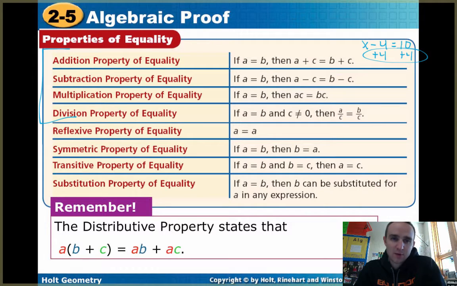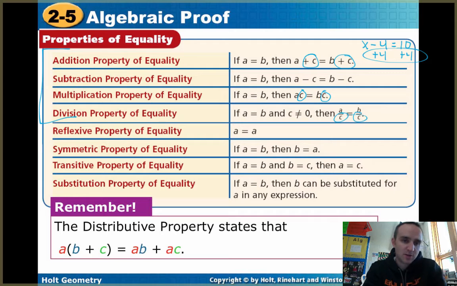That property of equality says I can add the same thing to both sides and it will remain equal. Same thing with subtraction. I can subtract the same thing from both sides, it remains equal. Multiplication, I multiply both by the same thing and it's going to stay equal. Division, I divide both sides by the same thing and it stays equal. So we've used those first four before.